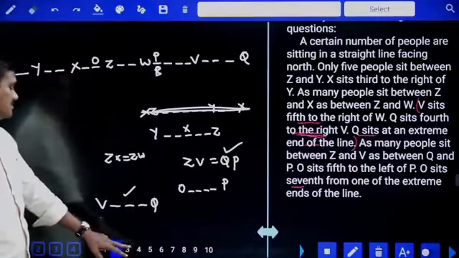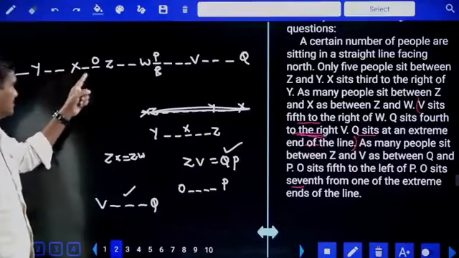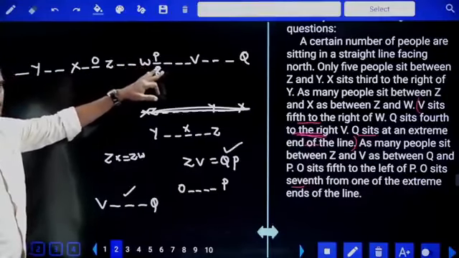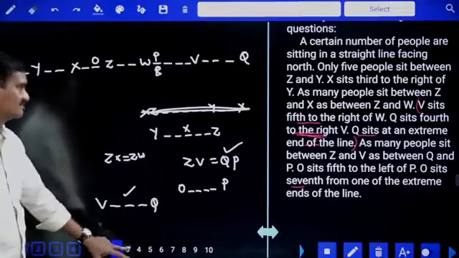Write down this arrangement. Blank Y, 2 blanks X. Next one there is a blank, O and Z. Again 2 more persons, W and P. Next P to V, 3 persons. And V to Q, again 3 persons. Now this is about set number 2.